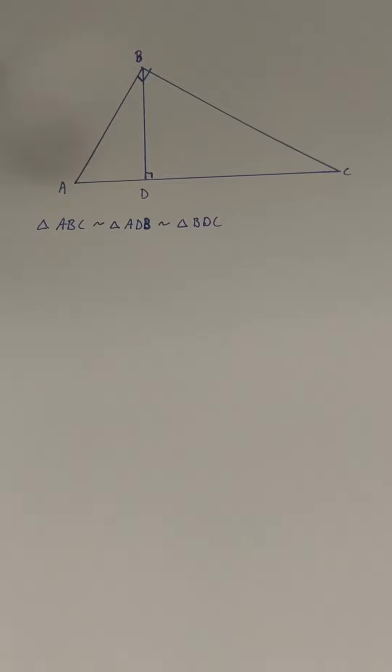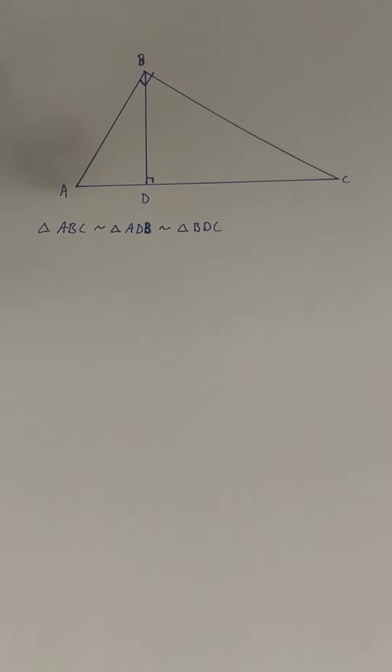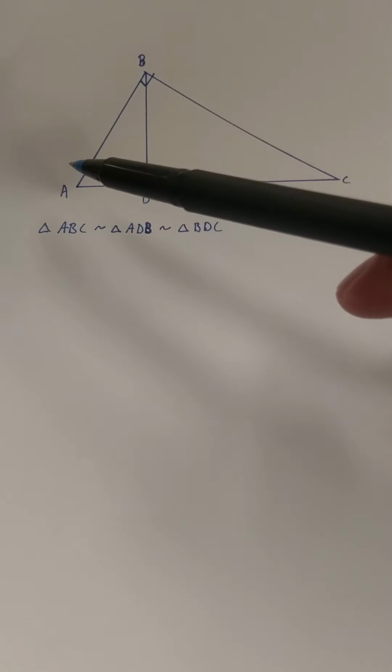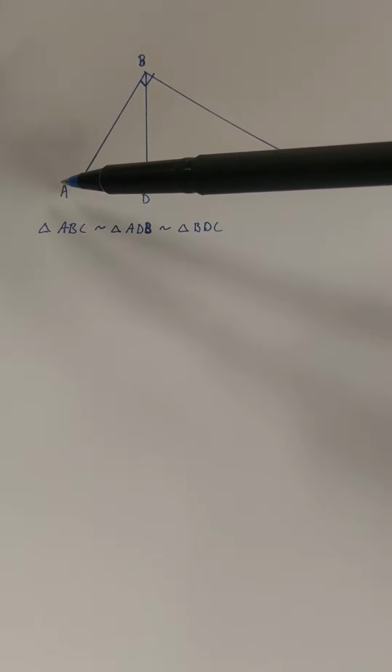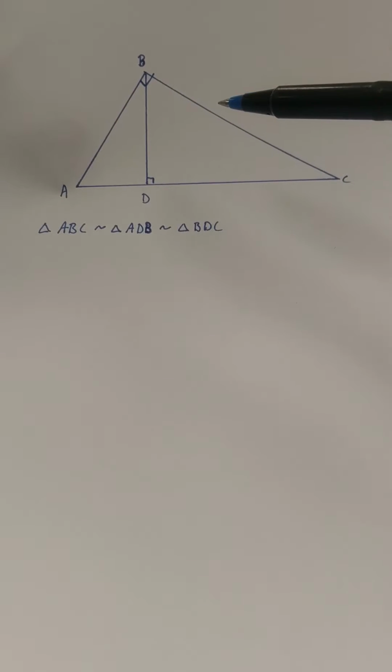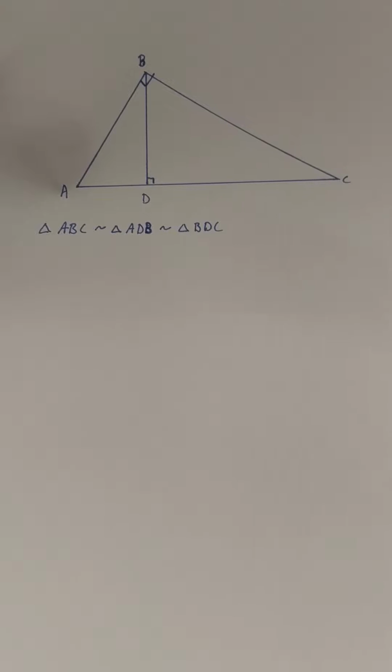This problem is going to start off the same way. We're starting off with right triangle ABC. AC is the hypotenuse, B is the right angle. And through angle-angle similarity, we've seen that triangle ABC, the whole triangle, is similar to triangle ADB, the smaller right triangle, which is also similar to triangle BDC, this medium right triangle. And they're all similar through angle-angle similarity.